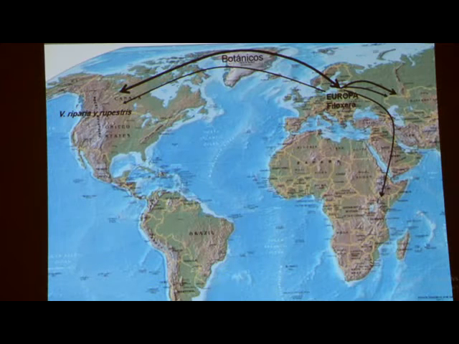So Europeans went back to North America looking in the region of the Phylloxera for new species that can resist the Phylloxera.